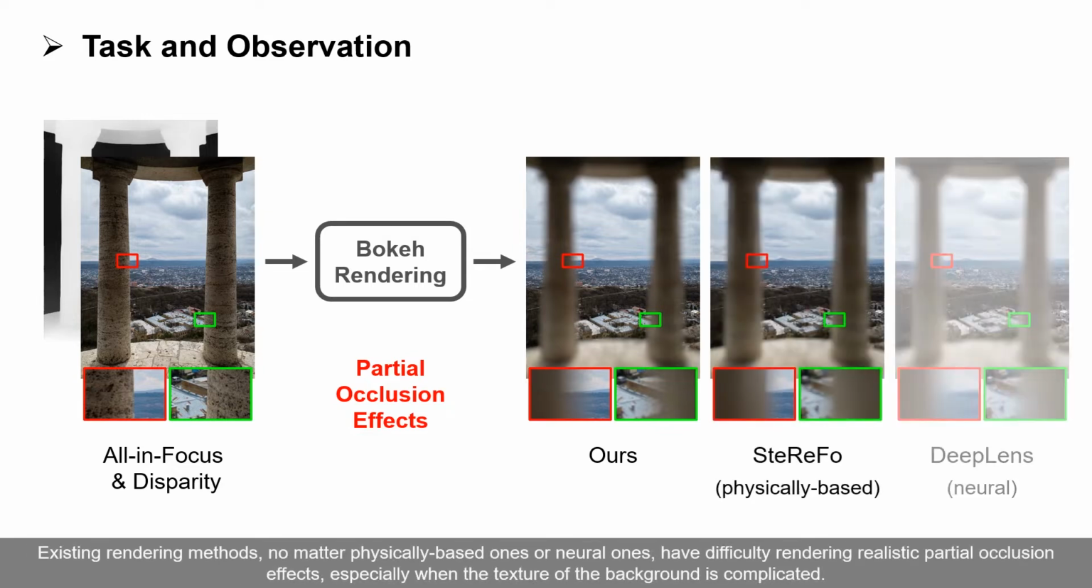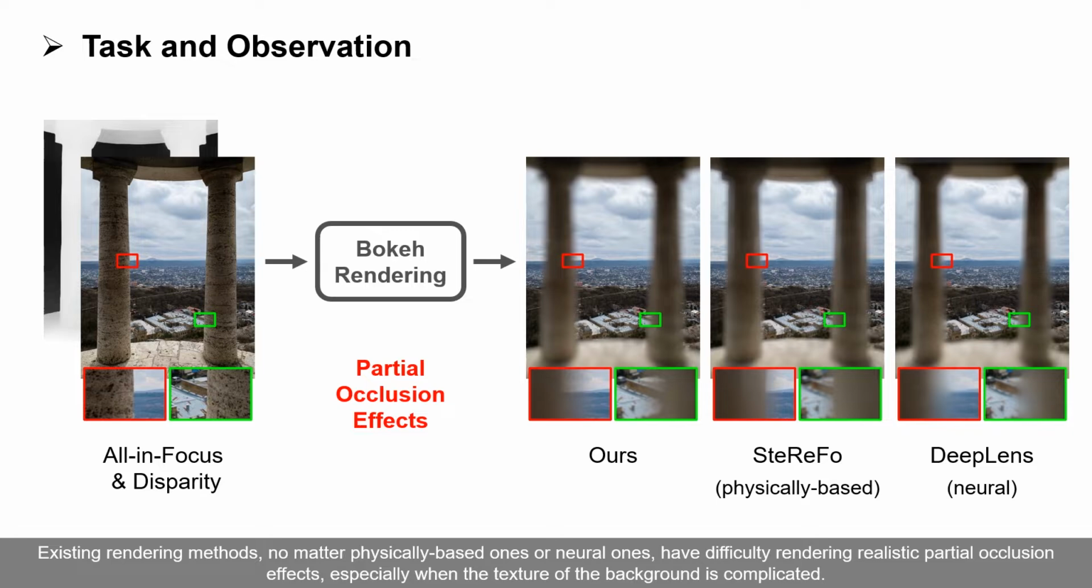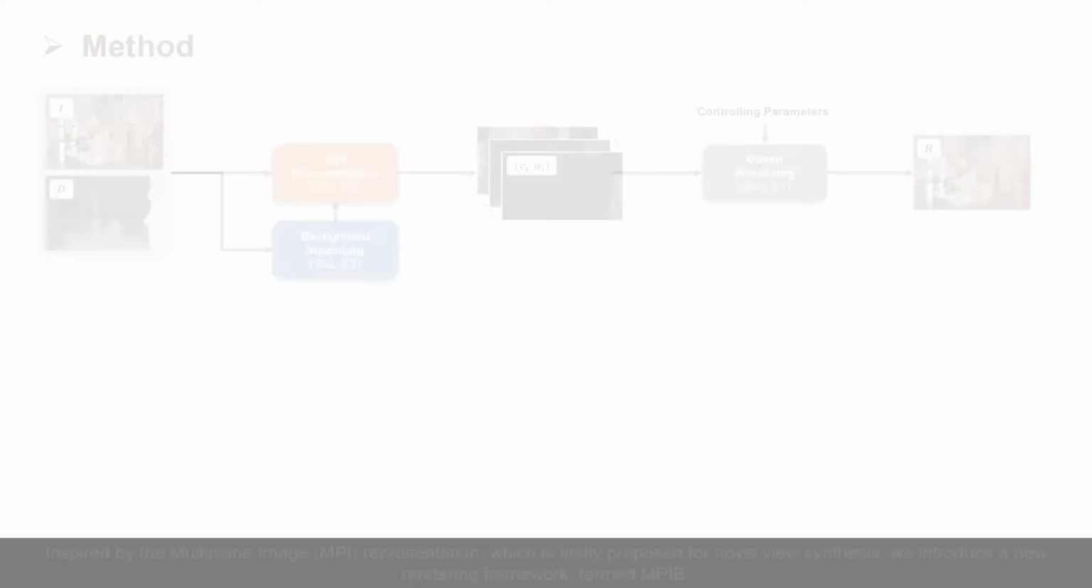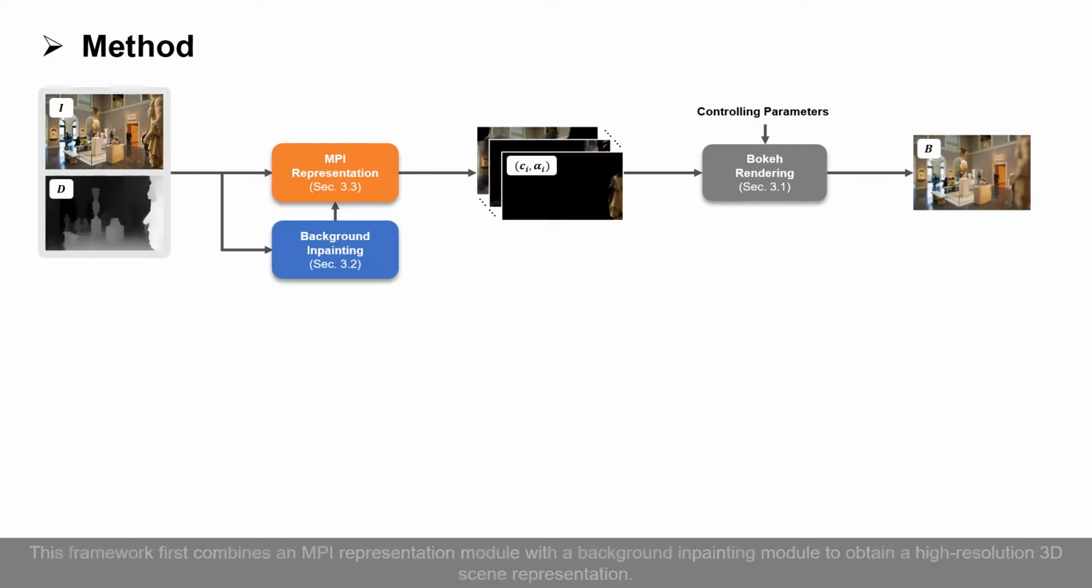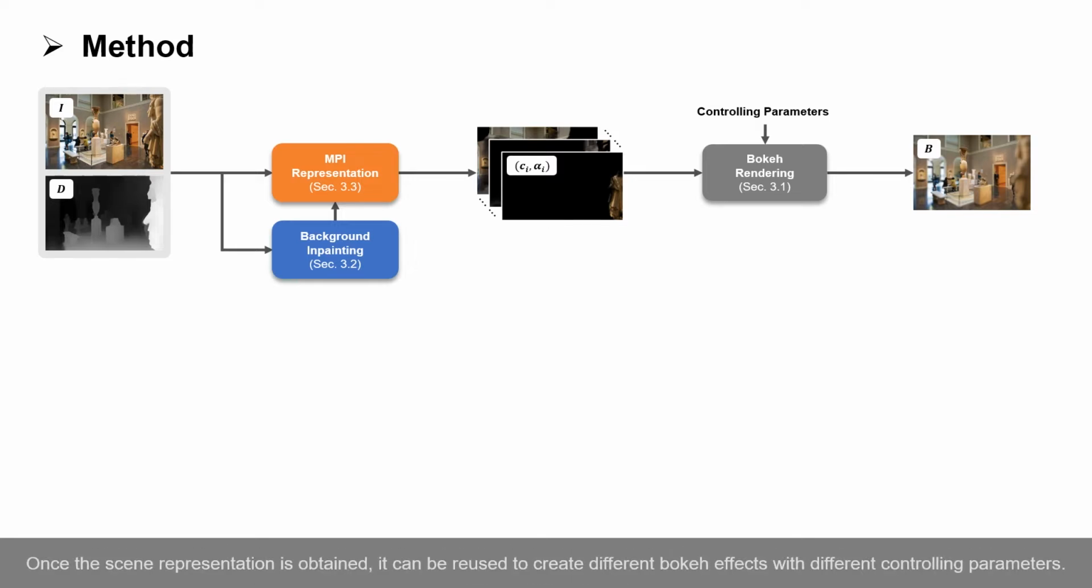Existing rendering methods, no matter physically based ones or neural ones, have difficulty rendering realistic partial occlusion effects, especially when the texture of the background is complicated. Inspired by the multiplane image representation, which was first proposed for novel view synthesis, we introduce a new rendering framework, termed MPIB. This framework first combines an MPI representation module with a background inpainting module to obtain a high-resolution 3D scene representation. Once the scene representation is obtained, it can be reused to create different bokeh effects with different controlling parameters.